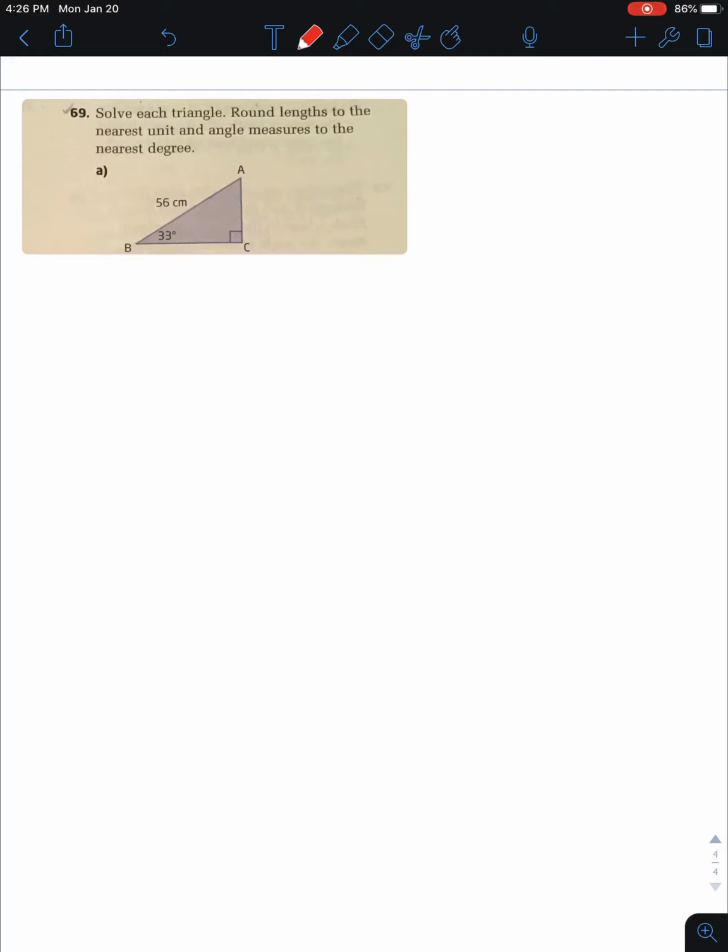Then can we work on angles? Finding angles. Yeah, we can do that. We'll do that after. We'll do that on C.